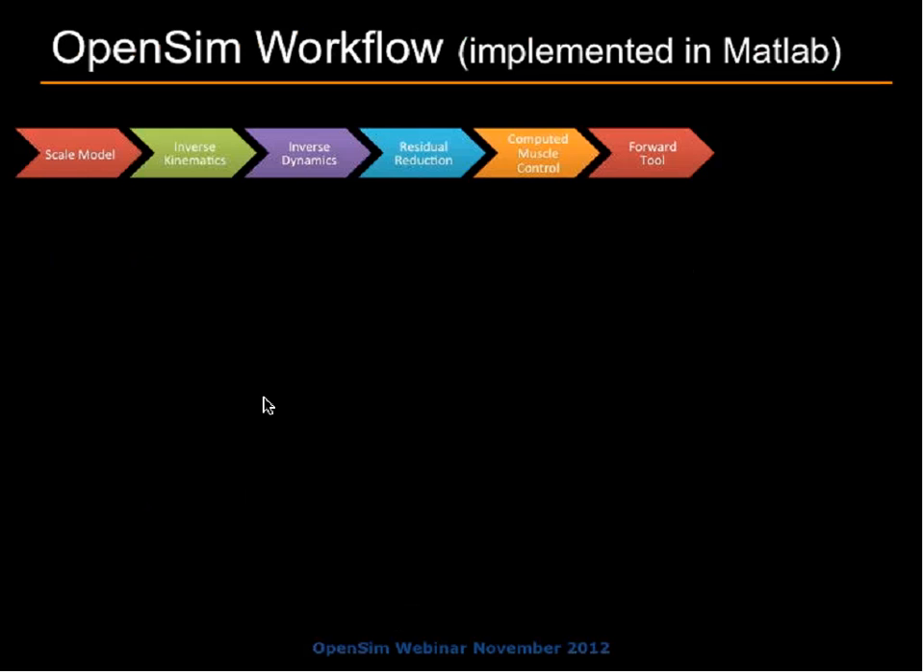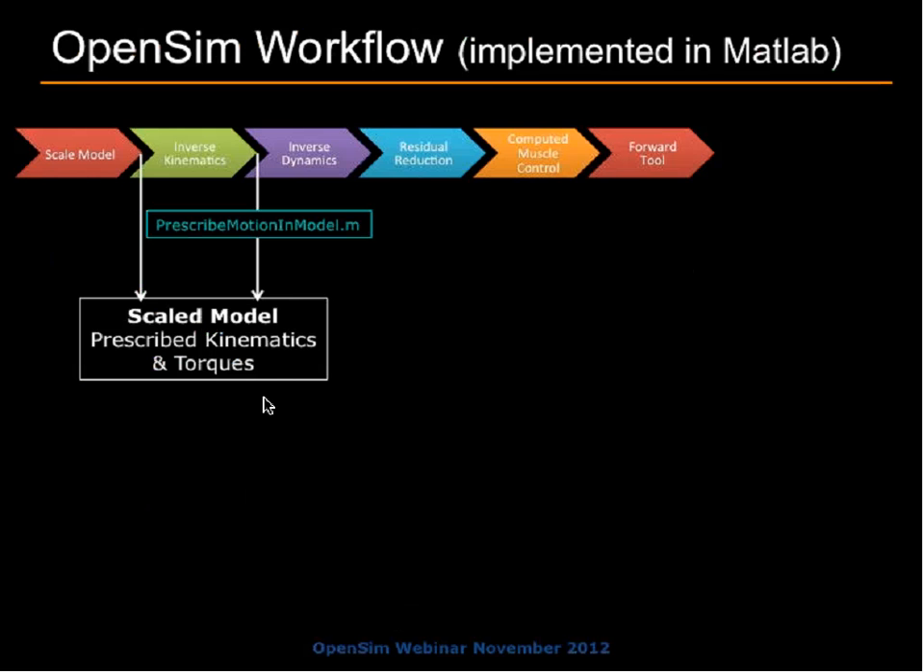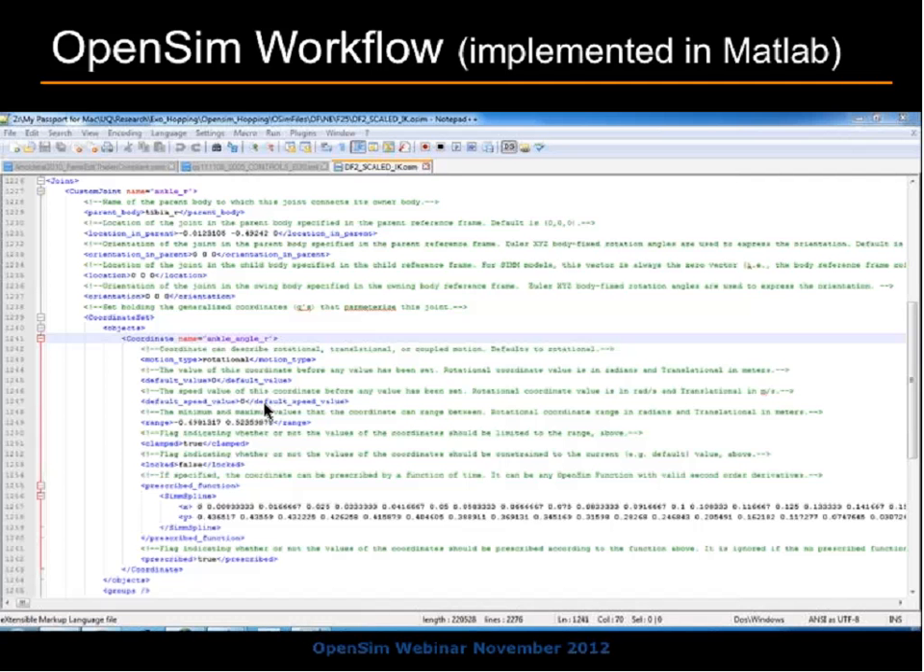Well, we diverted from this typical workflow slightly, and we in fact scaled our model, and then after running inverse kinematics, we took those kinematics and, using a MATLAB function that is now available, that is released with the current release of OpenSim, prescribed motion and model, we wrote the solution from the inverse kinematics into our scaled model. If you want to see what that looks like or where that goes in the model, again, I've got the XML editor open here, and I've opened up one of the joints in the model, and you can see it's the ankle joint here.